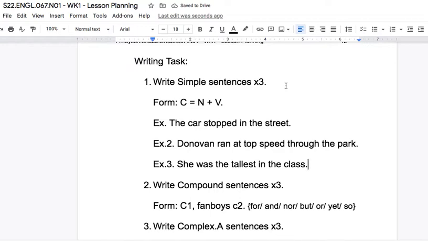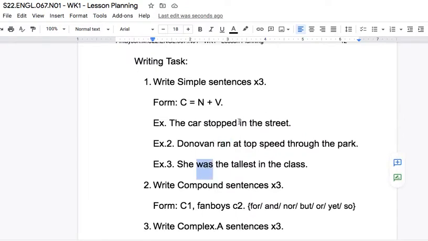So all three of those are simple sentences. They all consist of one clause. What we can see is that we can go through and find the subject in all three of them. This one is a pronoun. We can find the main verbs in all of them.